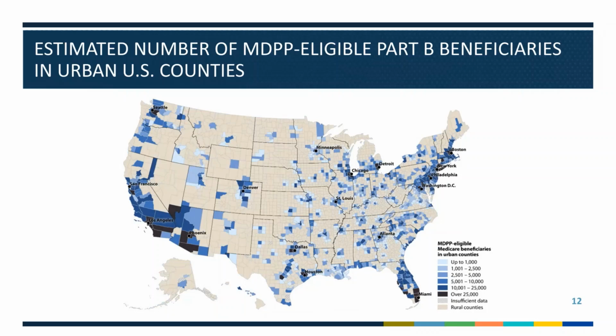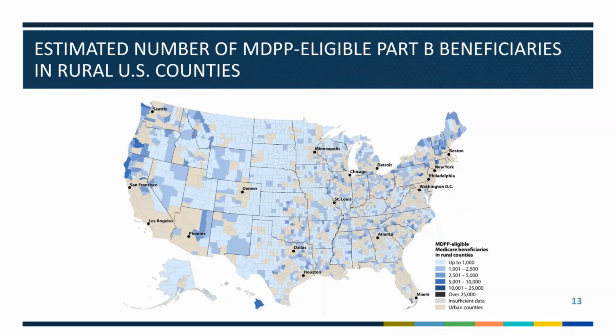This national map shows the estimated number of MDPP eligible Part B beneficiaries in urban U.S. counties. The urban counties are shaded in blue, and the rural counties are shaded tan. Most urban counties are estimated to have over 1,000 MDPP eligible Part B beneficiaries. This national map shows the estimated number of MDPP eligible Part B beneficiaries in rural U.S. counties. The rural counties are shaded in blue, and the urban counties are shaded tan. Most rural counties are estimated to have less than 2,500 MDPP eligible Part B beneficiaries.